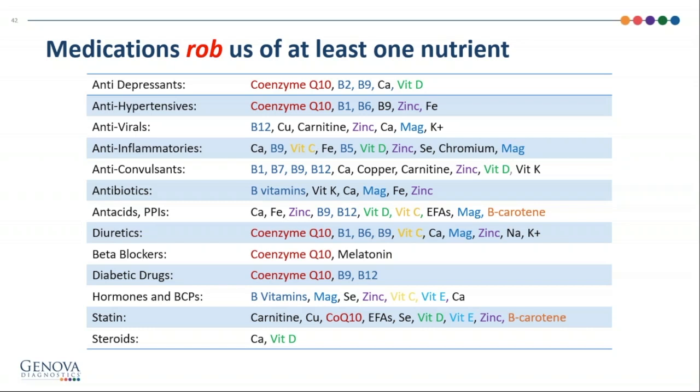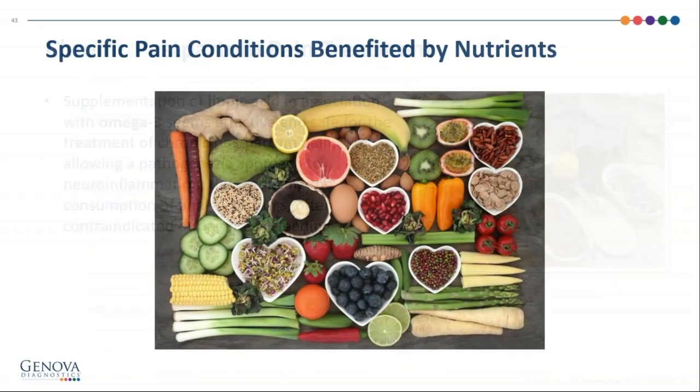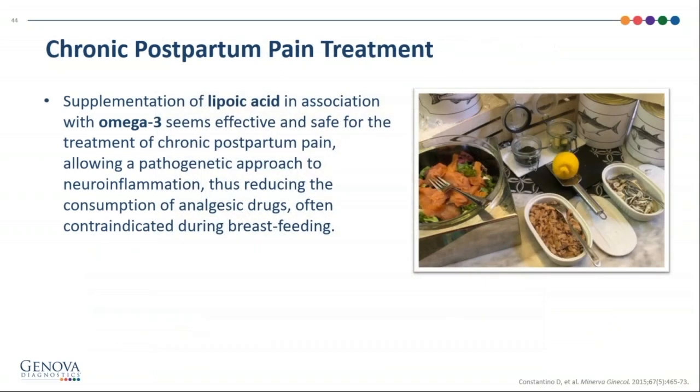Most of the nutrients I've listed here, particularly the color-coded ones, are absolutely required for mitochondrial health. The mitochondria is the source of energy for every cell, and these are drugs that literally have the ability to rob the raw materials that we need for energy production and pain relief. These are specific pain conditions benefited by nutrients. I'm going to go pretty quickly through these, so jot the numbers in the upper left-hand slide area.